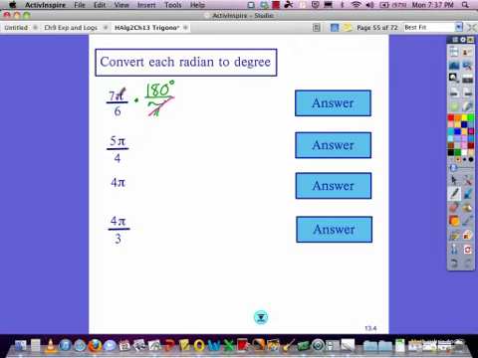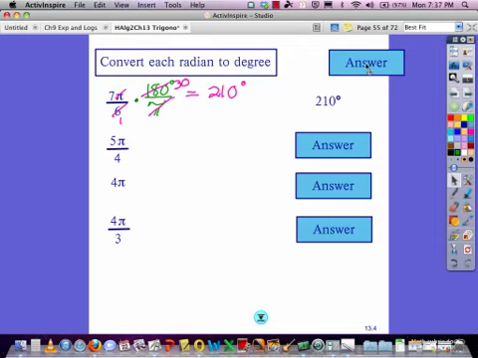You should see that 6 goes into 6 once, 6 goes into 180 30 times, because 6 went into 18 3 with that extra 0. And so now 7 times 3 is 21, add the 0. We're looking at 210 degrees. And just label your final answer, and that's how we go.